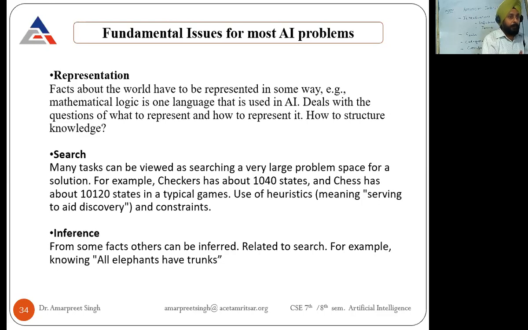Inferencing: how to get something from the present thing. It is a very important task. From some facts, others can be inferred. New facts can be inferred, related to search. For example, knowing that all elephants have trunks. So, how to infer this from the given information? That is inference, and it is also one of the fundamental issues of most AI problems.